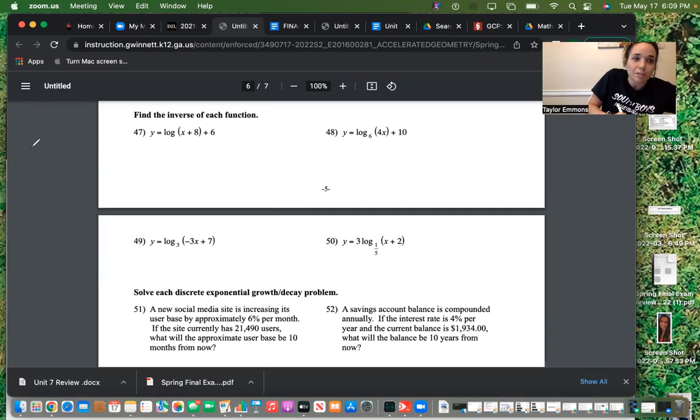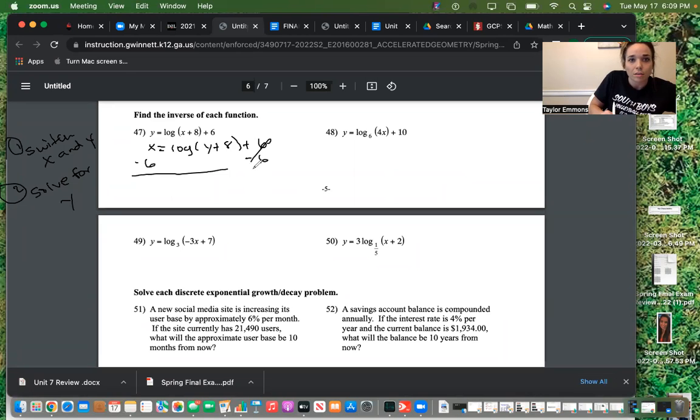So if I'm going to do the inverse, I'm going to switch my X and Y, and then I'm going to solve for Y. Those are my two steps. So I'm going to switch my X and Y, and then I'm going to try to get Y by itself. So I'm going to subtract 6 from both sides. And so that's going to give me X minus 6 equals log of Y plus 8.